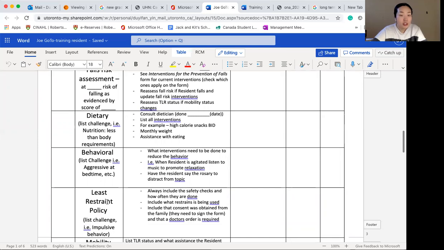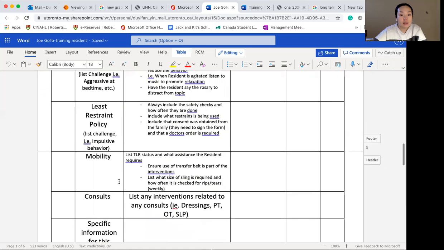How often should you be checking on them? Their toileting needs, religious or spiritual activities, whether, for example, they're Catholic or Protestant, and end of life wishes. Do they have any advanced care directives? Are they a do not resuscitate? And any special or unusual care requirements that are needed for this resident.